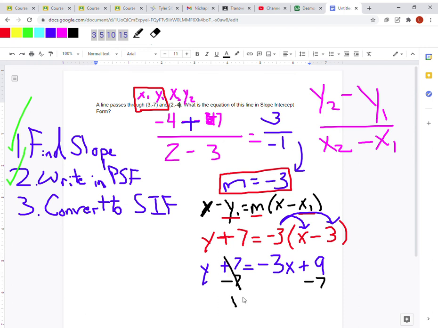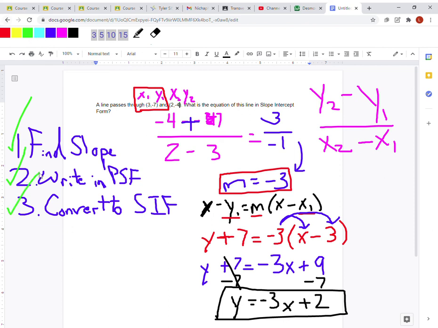And we get y all on its own equals -3x, and then 9 minus 7 gives us 2. So there is our equation. y equals -3x plus 2. We finished our last step. We have it written in slope-intercept form, and we're done.